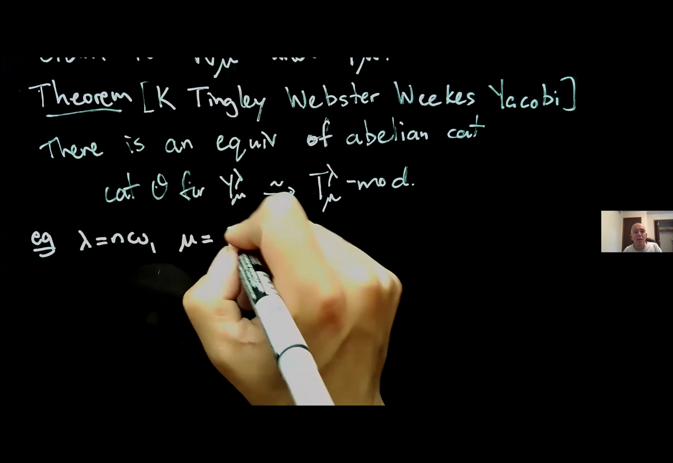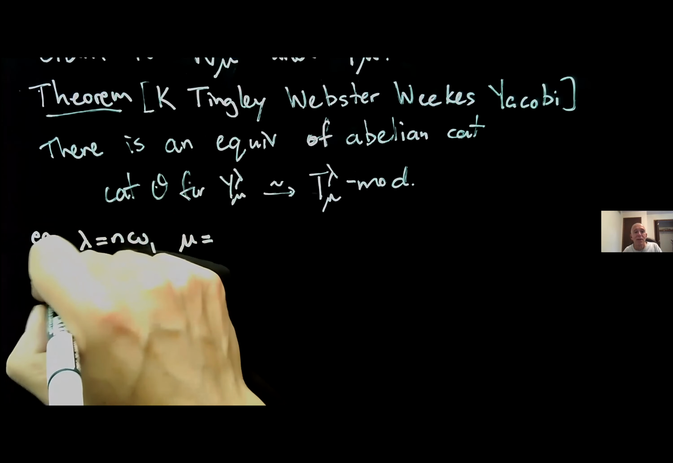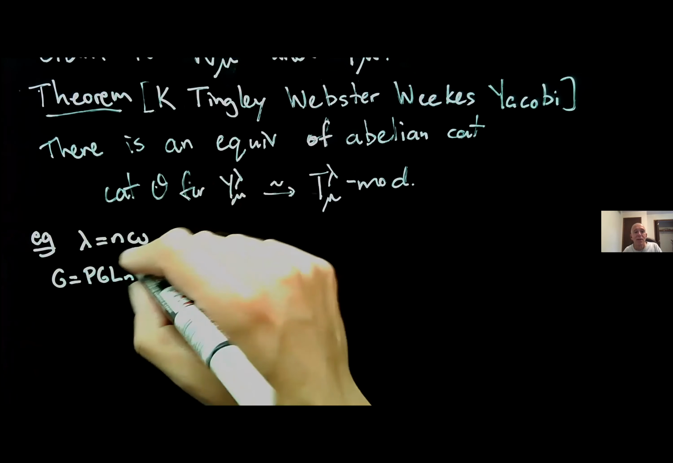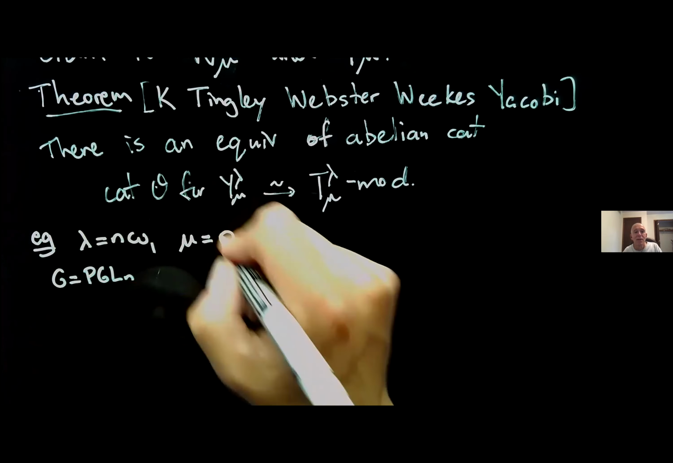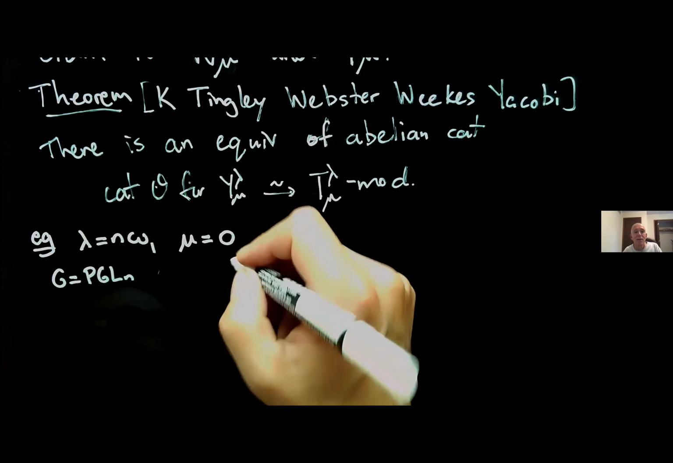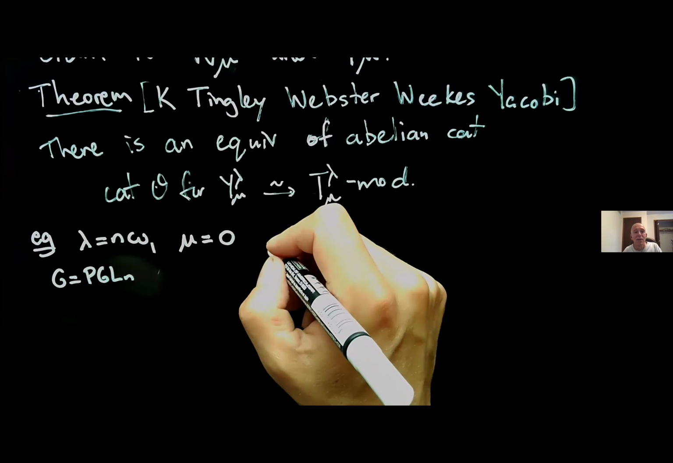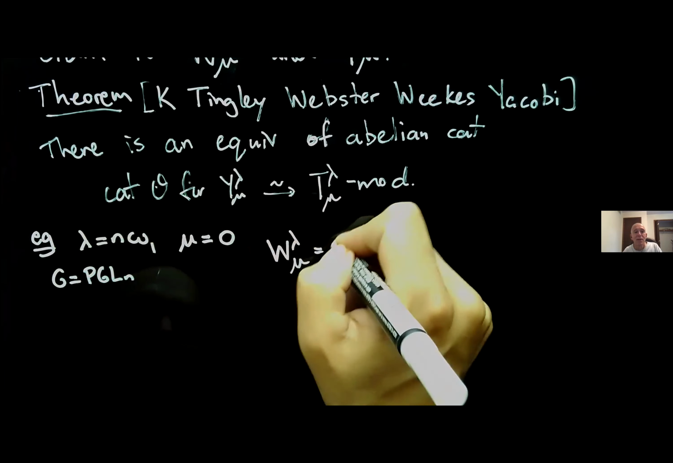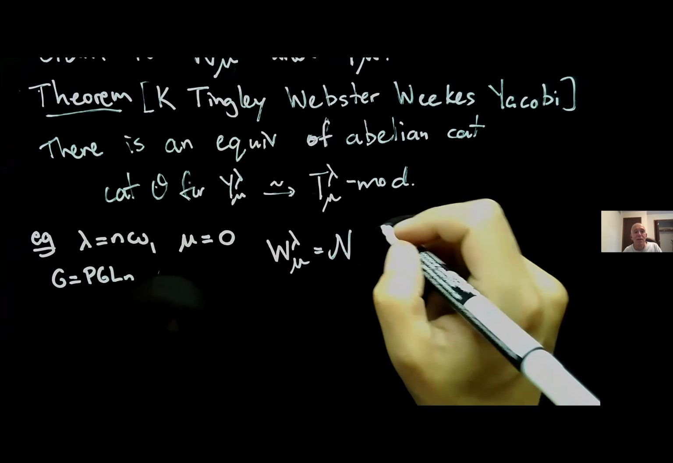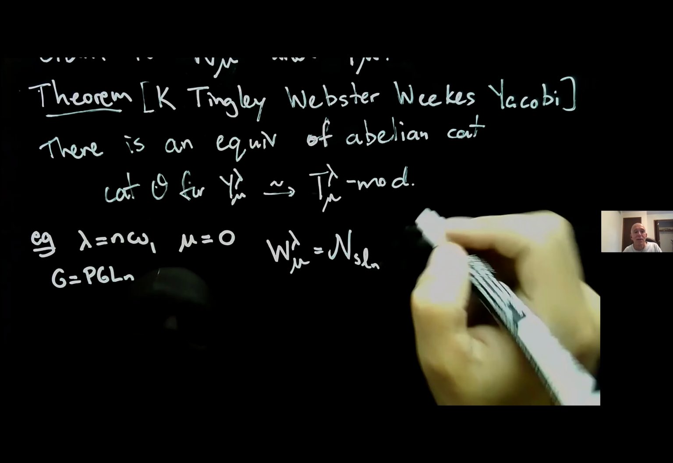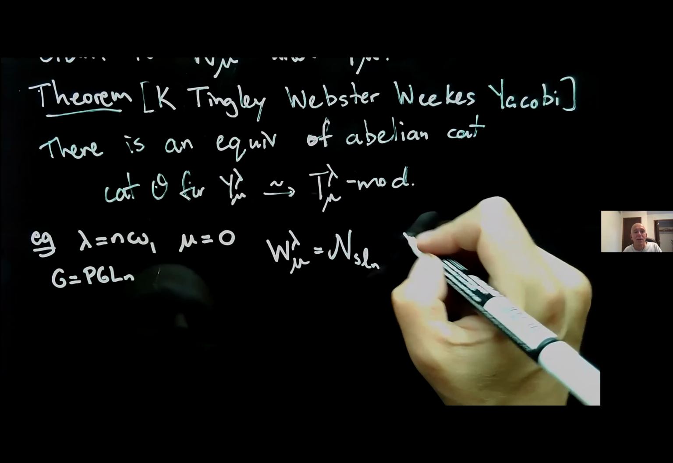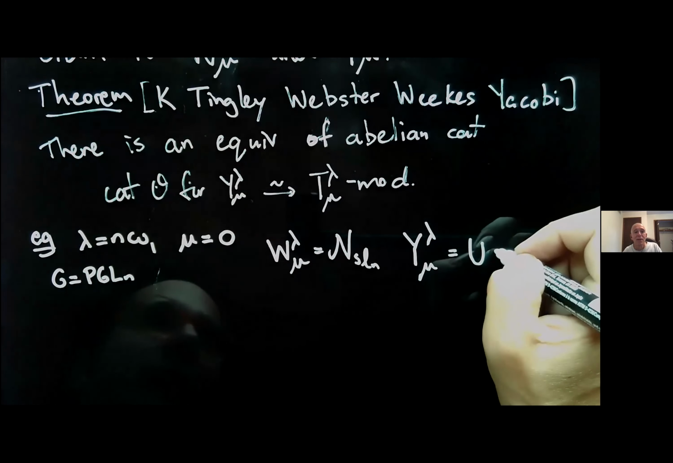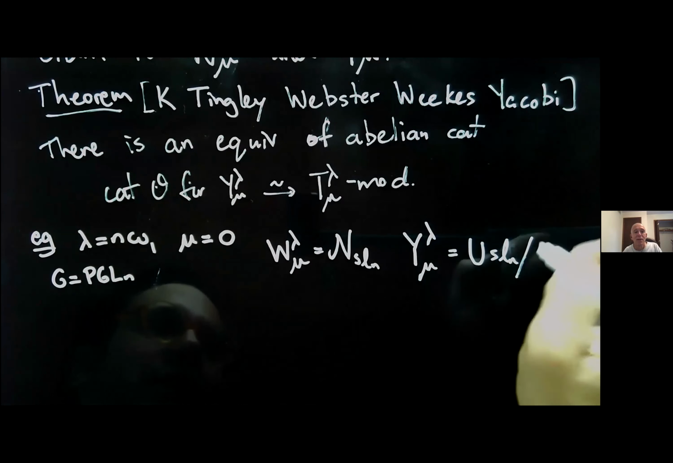to be, sorry, I should tell you what g is. We take g to be PGL_n. We take lambda to be n times the first fundamental weight. We take mu to be 0, or equivalently the L1 factor. Then in this case, the affine Grassmannian slice is just the nilpotent cone in SL_n or GL_n or PGL_n, whatever. And the y lambda mu is just the universal enveloping algebra of SL_n specialized at a given central character.